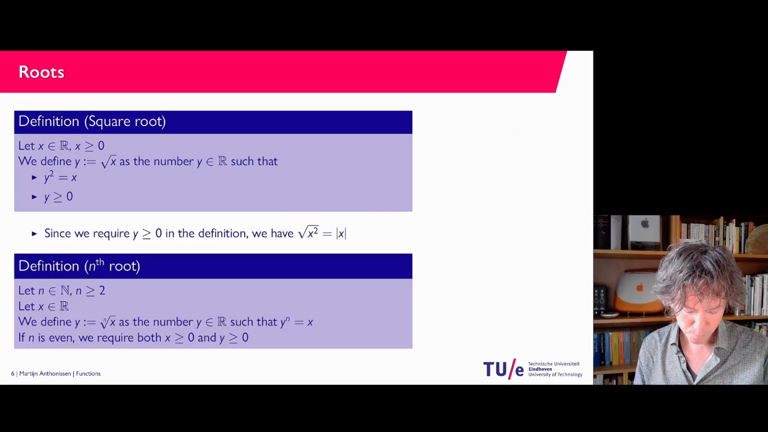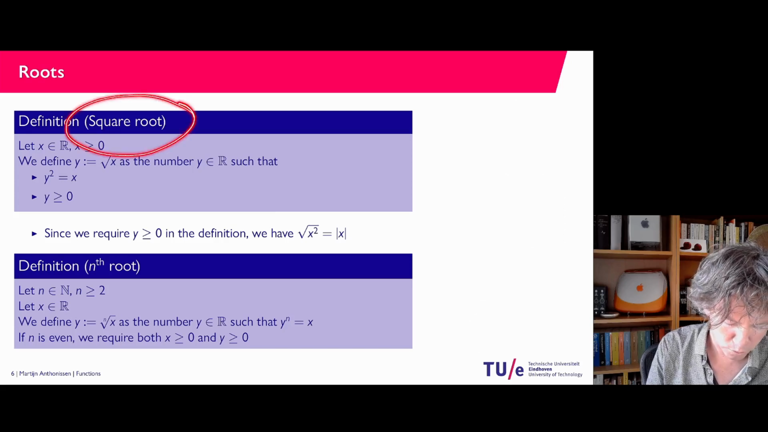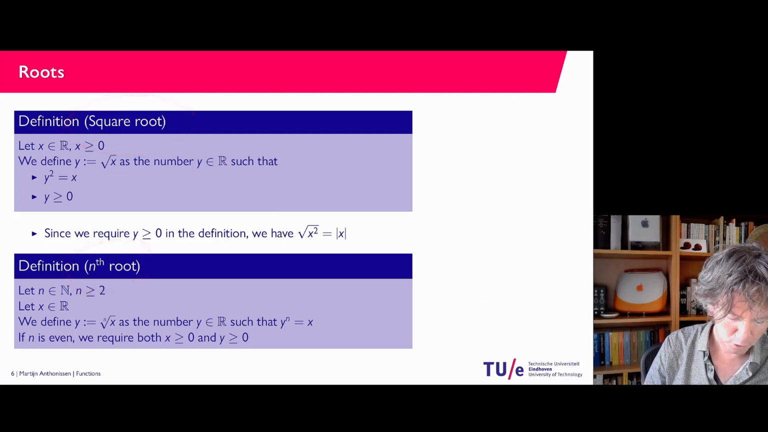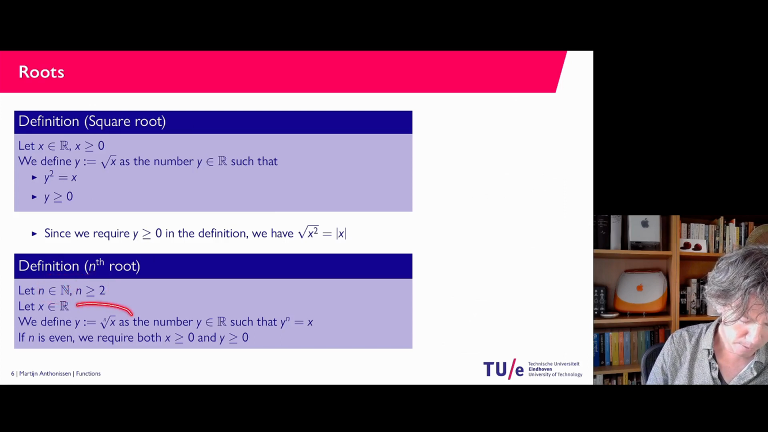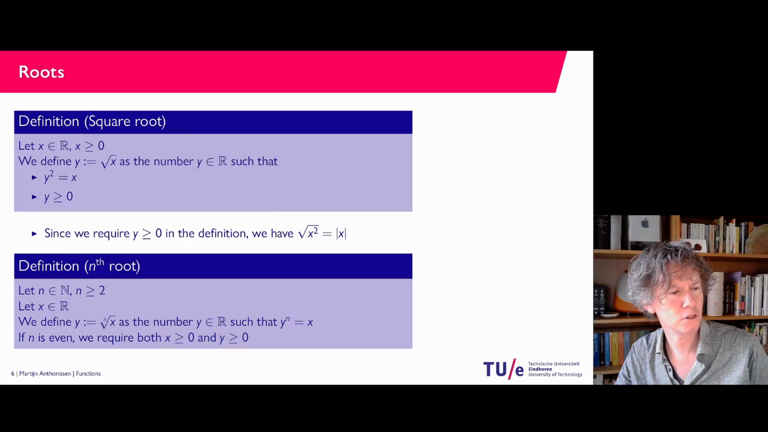A bit more general. So here in this definition we have the square root, and that is basically the nth root of a number with n equals 2. So we can generalize this a little bit, and if we pick a natural number n bigger or equal 2, then the nth root of x is the number y such that y to the power n equals x. And if this n here is even, then we require both x and y to be non-negative. So let's see what that means.